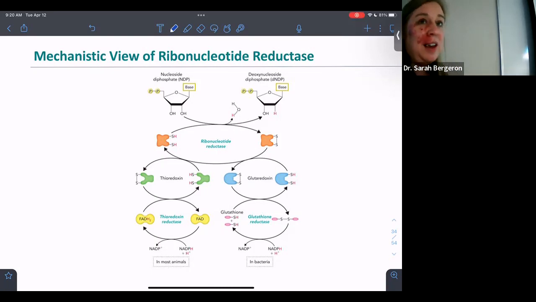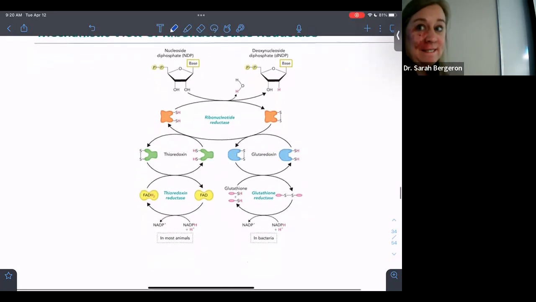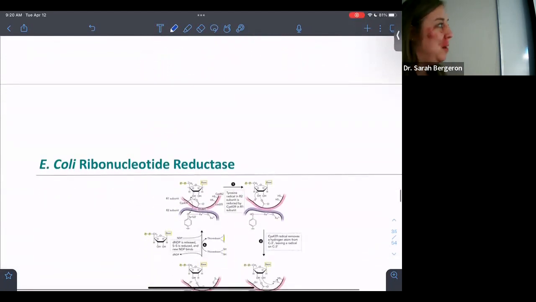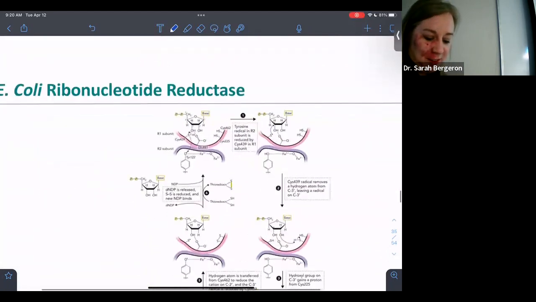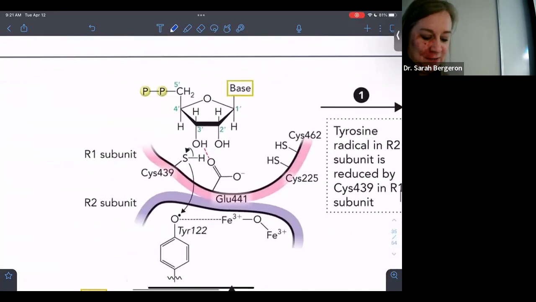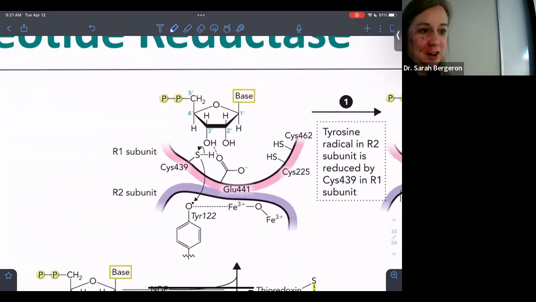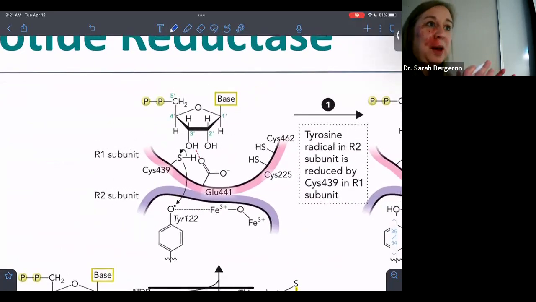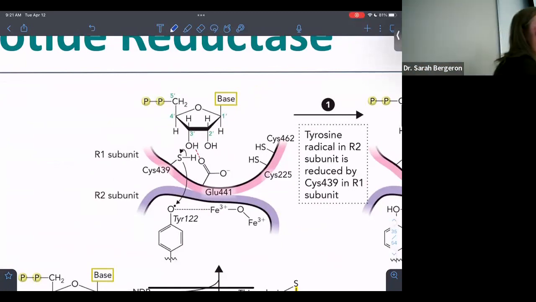Okay, y'all ready to look at the mechanism? Possibly, maybe. Okay. All right. I know. It's really tiny on your paper. So if you want to print it out big, that could probably help. I should have done that for y'all. I should have printed this out big for y'all.